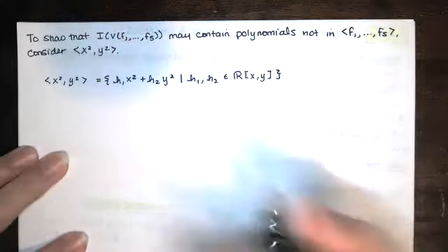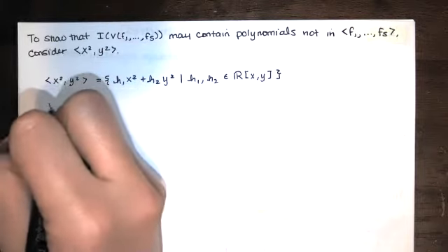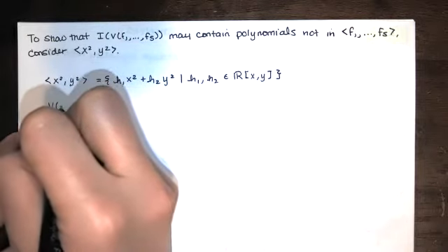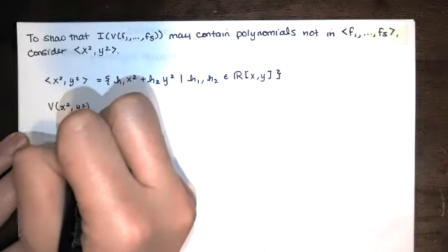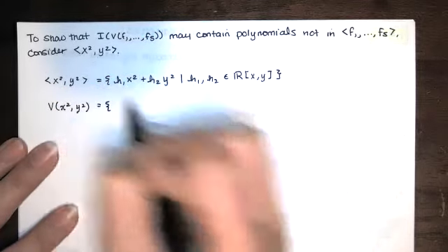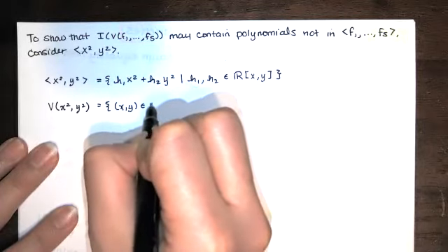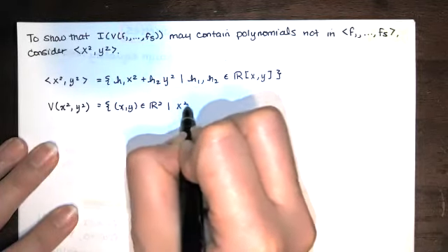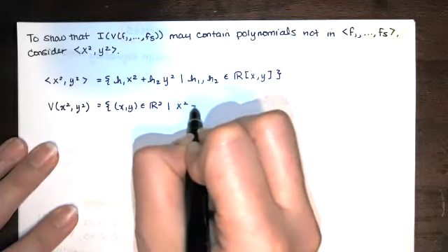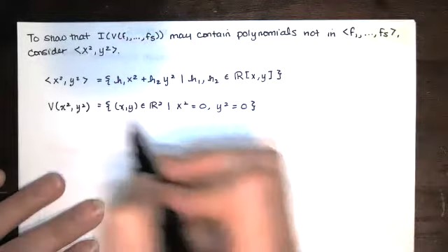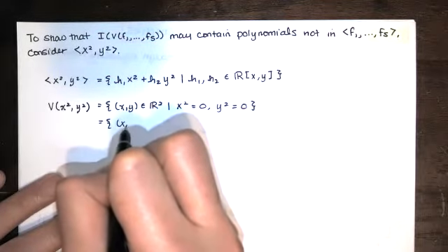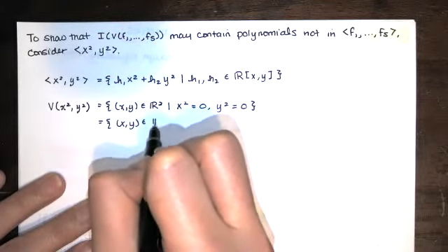Now, if I were to just look at the variety generated by the polynomials x squared and y squared, this is going to be the set of all points (x, y) in R2 such that x squared is equal to 0 and y squared is equal to 0. Well, we know that x squared and y squared are only equal to 0 in R2 when x is equal to 0 and y is equal to 0.